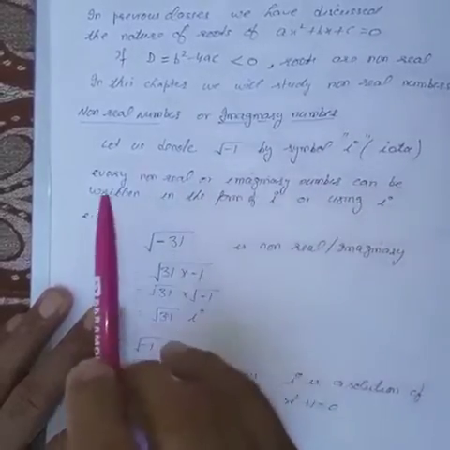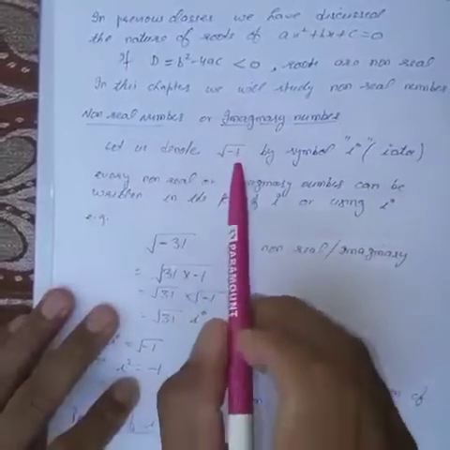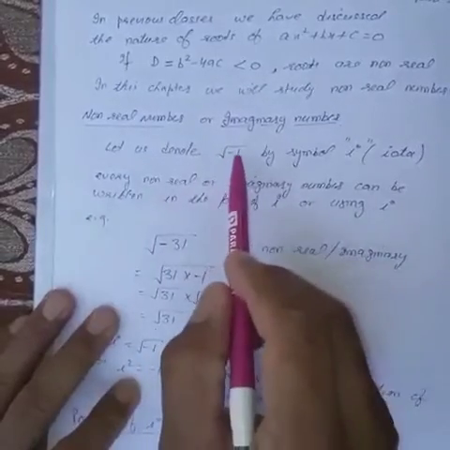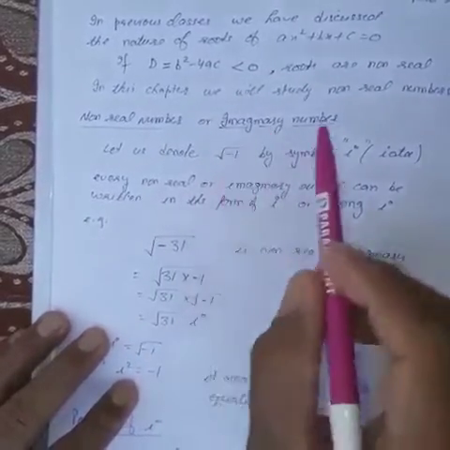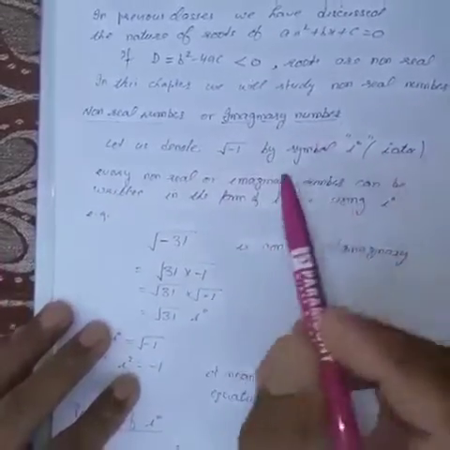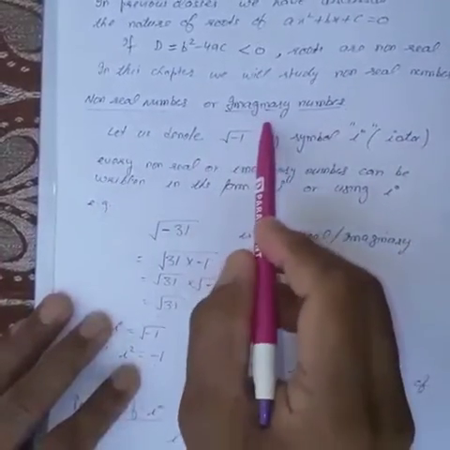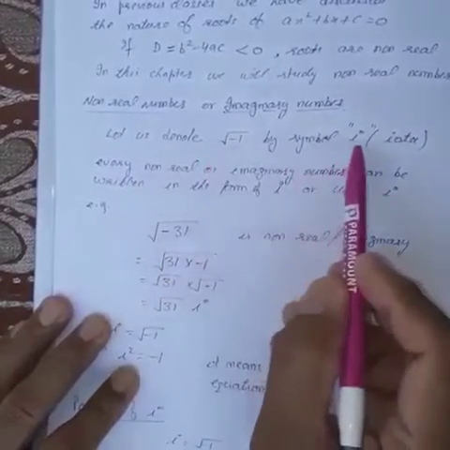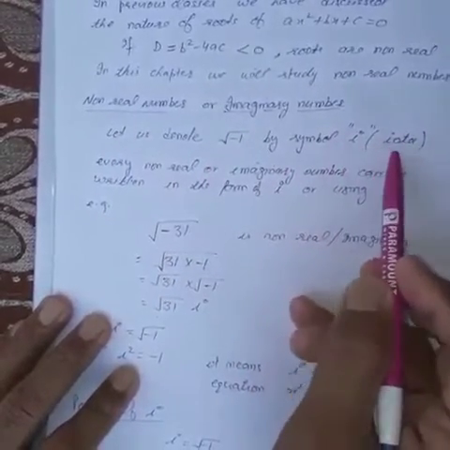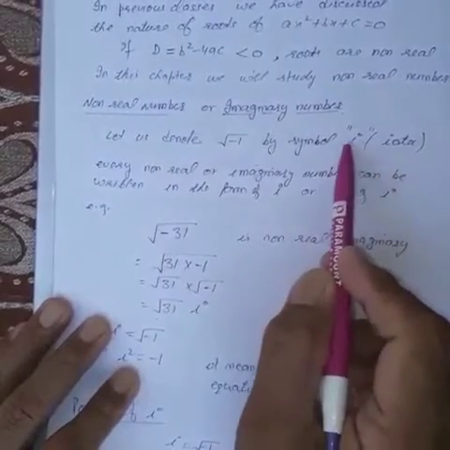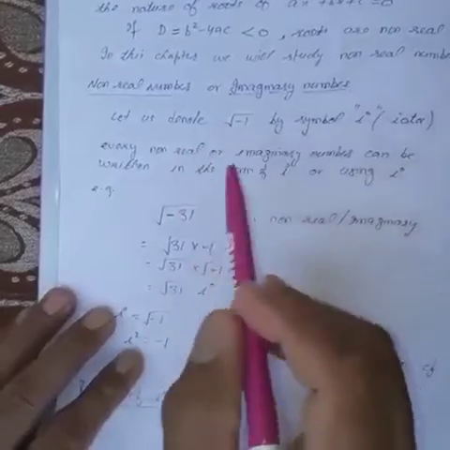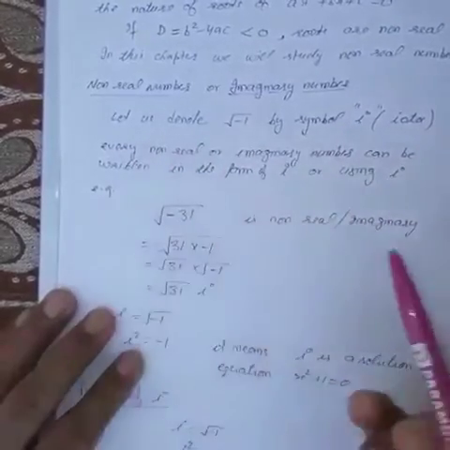So it means in the non-real numbers we have to study the square root of negative numbers. Whenever we have the square root of a negative number, it means the number is non-real or imaginary, and every imaginary number or non-real number can be written in the form of iota. We will pronounce it as iota, but we will write it as i. This is iota.